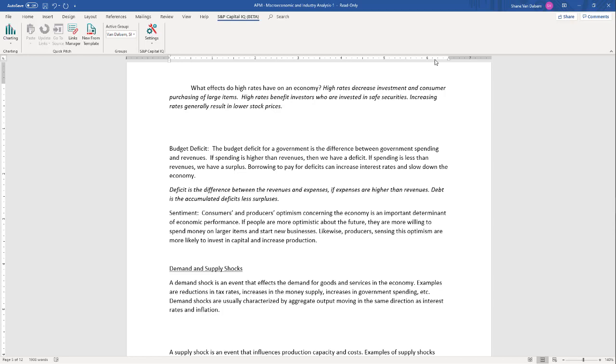The next variable is sentiment. Consumers' and producers' optimism concerning the economy is an important determinant of economic performance. If people feel happy about the world, if they feel good about the future, they're going to go out and spend money. They're going to go out and invest. If people are pessimistic about the future, they're going to seek more safety. They're going to put their money in a savings account or a checking account or a very safe investment. They feel that things are volatile and the prices can't be trusted, and the future really isn't very predictable.